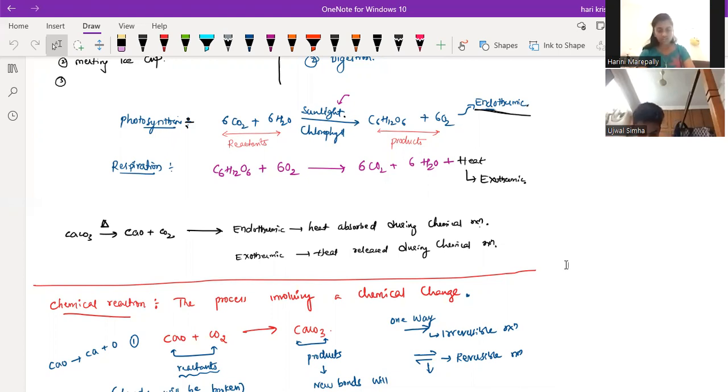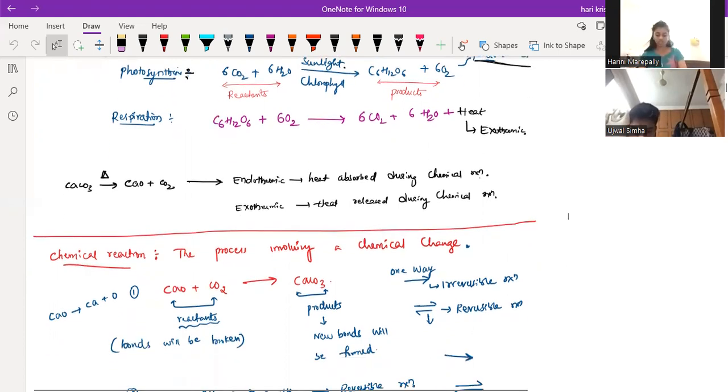Reactants are the ones which will undergo the chemical reaction. Suppose you take CaO plus CO2. Whenever the carbon dioxide and the calcium oxide react, they will form some other product, right? Calcium carbonate will be formed. So reactants are the species which undergo the chemical reaction to give some other substance.